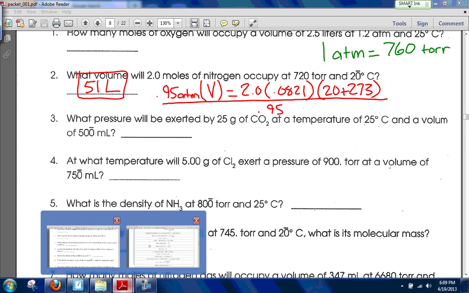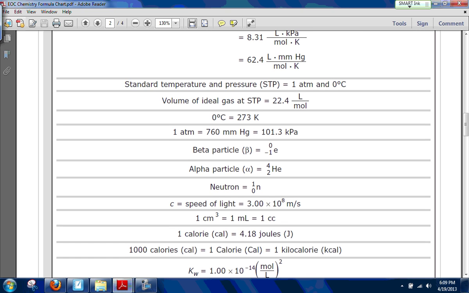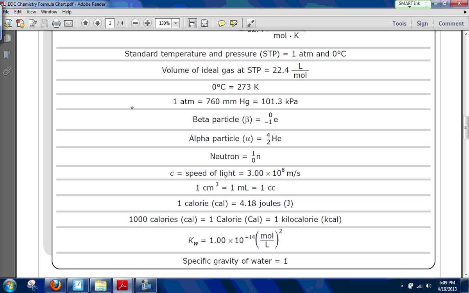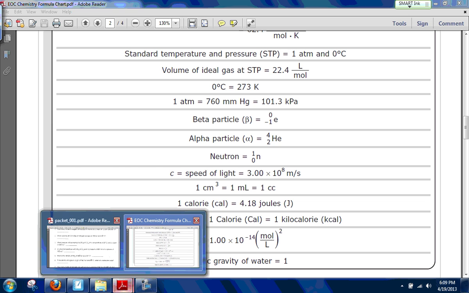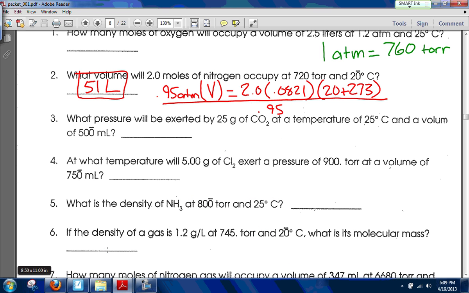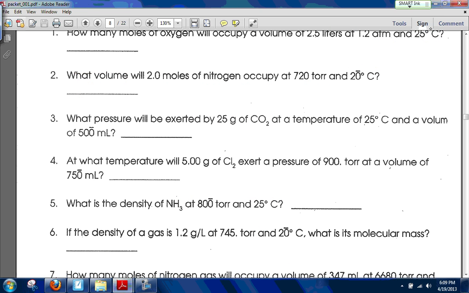Now, if I'm not mistaken, there's something else that's also 760. Oh, yeah. 1 atmosphere is 760 millimeters of mercury, and 1 torr is the same thing as a millimeter of mercury. Why? I really don't know. But that's your fun factoid for the day. All right, let's move on to the next piece.